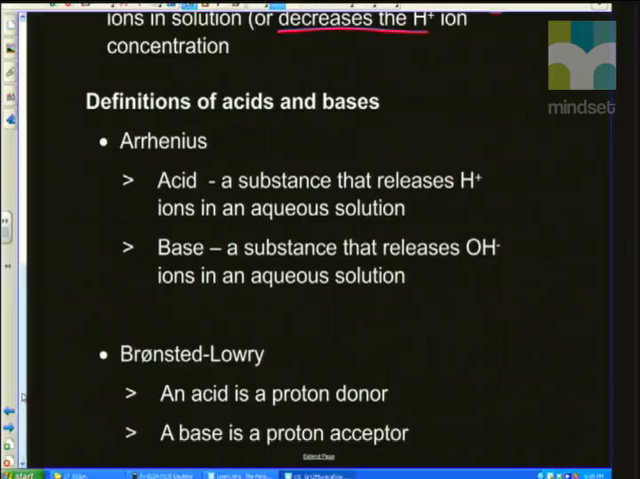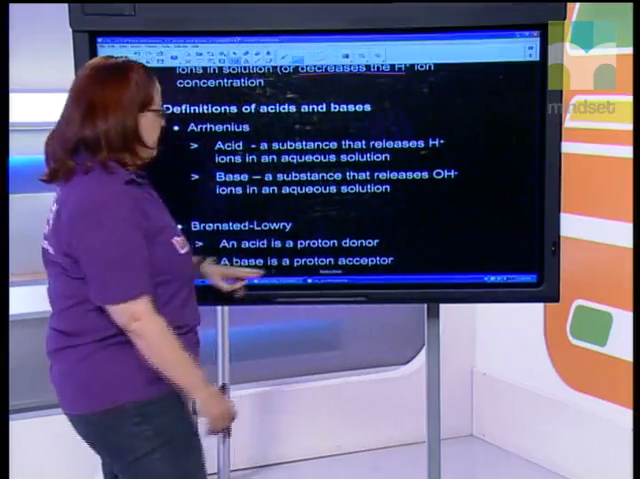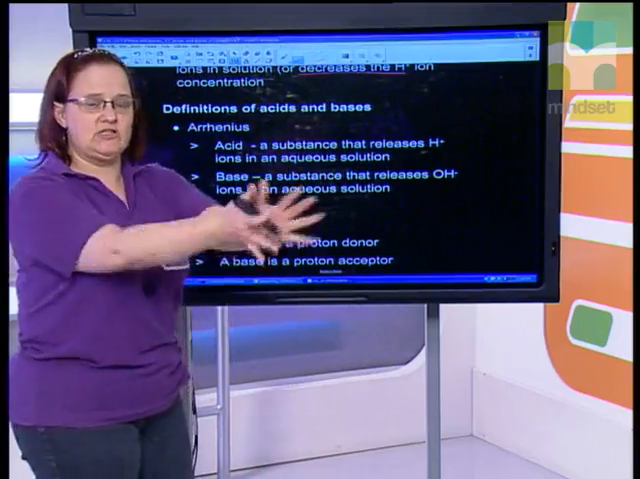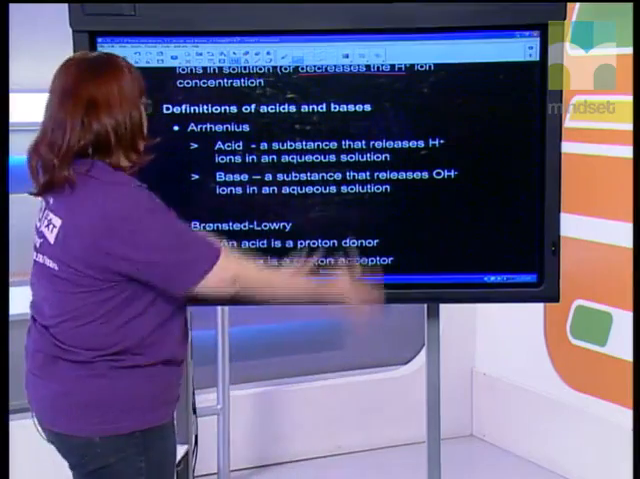So that brings us to our definitions, and we have two. Grade 12s, you must know both. And I am going to pronounce the first one and his name wrong. I'm sorry. There's lots of words I don't like to say in science, and this is one of them.